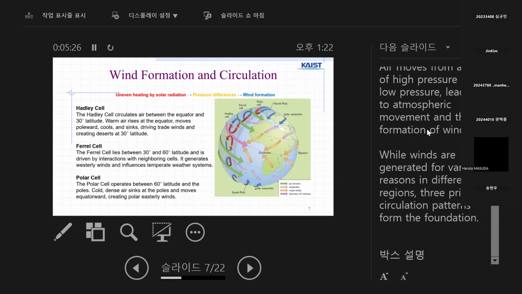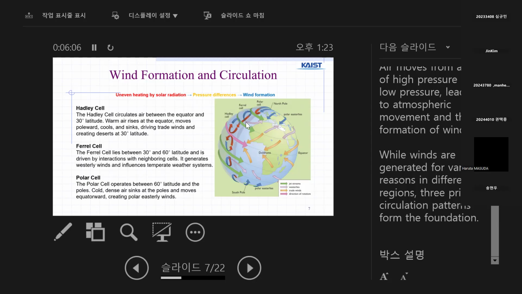While winds are generated for various reasons in different regions, three primary circulation patterns form the foundation. The three patterns are like this. The first one is the Hadley cell, the second one is the Ferrel cell, and the last one is the polar cell. The Hadley cell circulates air between the equator and 30-degree latitude. The warm air rises at the equator, moves poleward to the north, cools and sinks down, driving trade winds and creating a desert at 30-degree latitude.